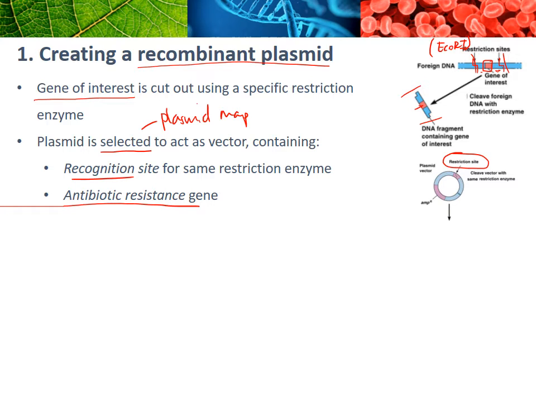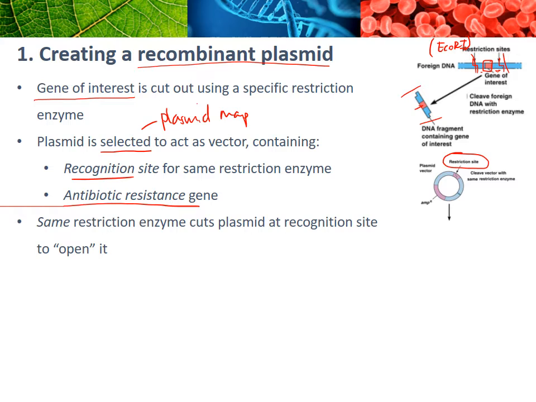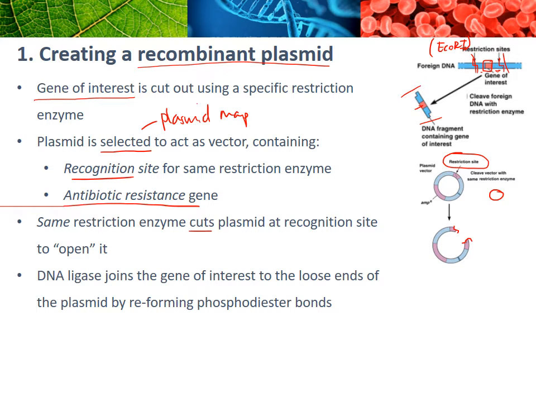What we then need to do once we've selected that plasmid is cut the plasmid at that restriction site. Okay, because remember, a plasmid is a circle, and if we need to insert something into that, we need to open up that circle. Okay, so this restriction site has been cut open, and we now have an opening there where we could put our gene of interest.